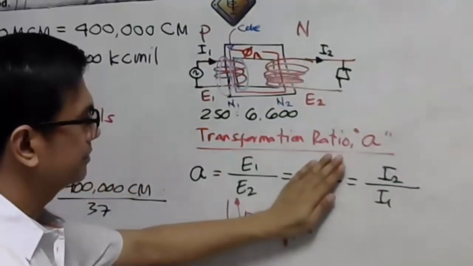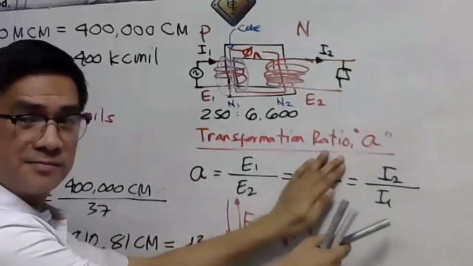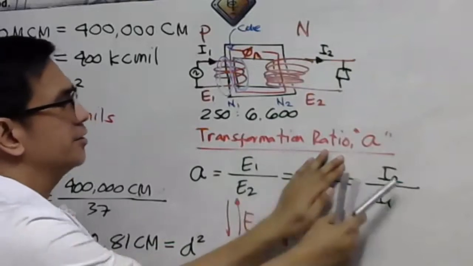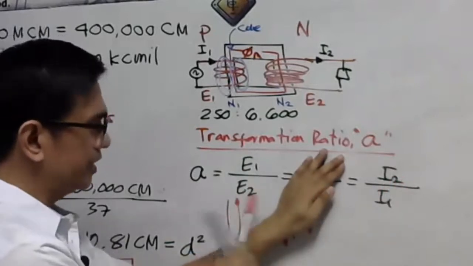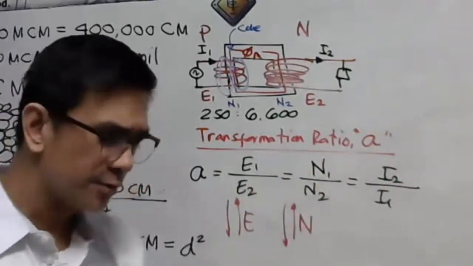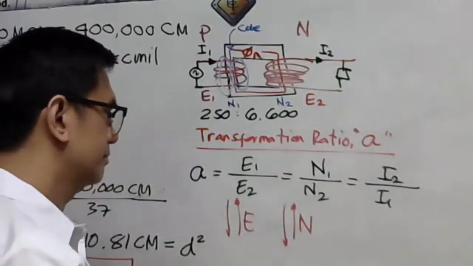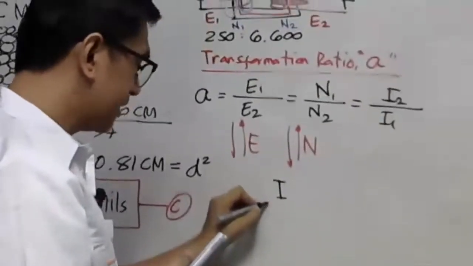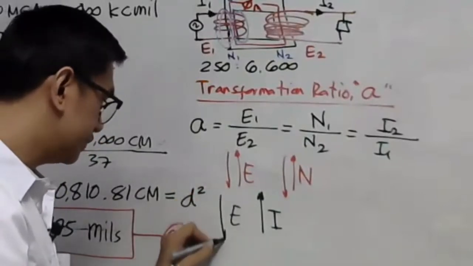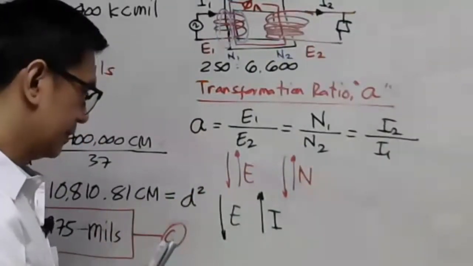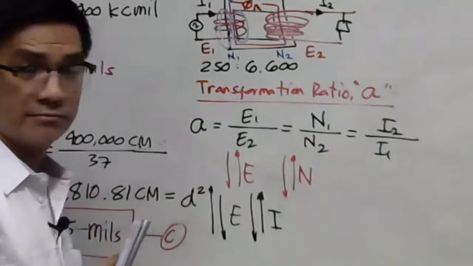Take a look here. What about the relation of the voltage to the current here? What is their relationship? Their relationship is different. This is 1, this is 2. This is 2, this is 1. So meaning they are inversely proportional. Meaning, if you will have a large current on the side of the transformer, meaning that side has a low voltage. If you have a low current side, meaning that is a higher voltage side.